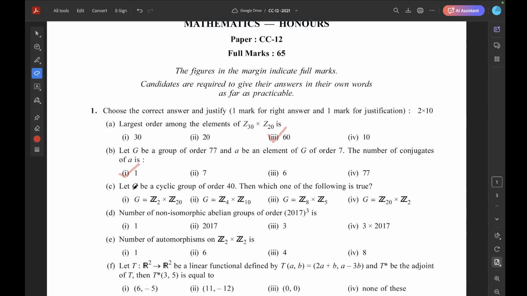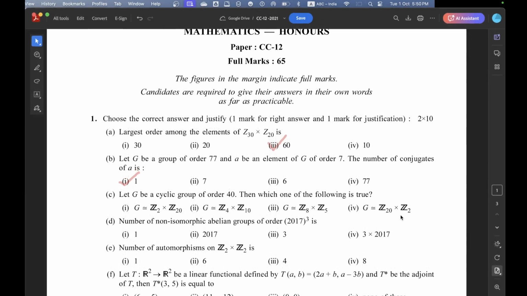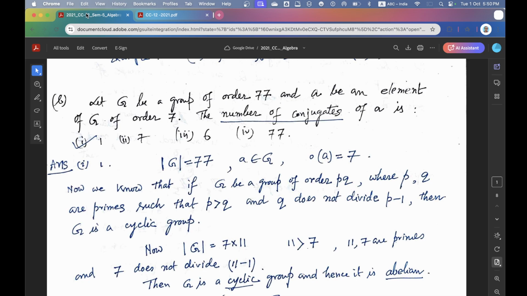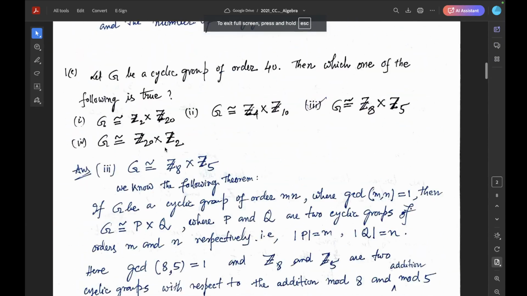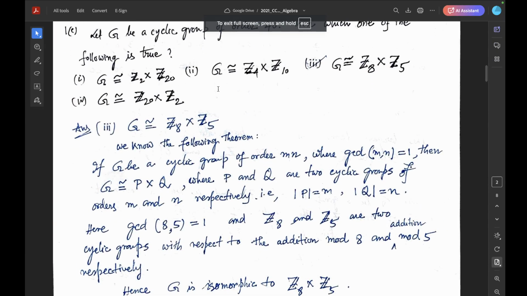Question 1c. Let G be a cyclic group of order 40. Then which one of the following is true? G is a cyclic group of order 40. Then G is isomorphic to what? Correct option is 3.